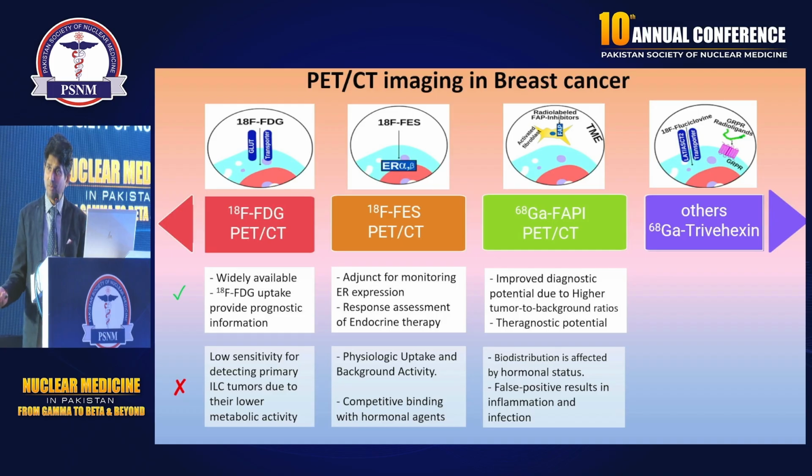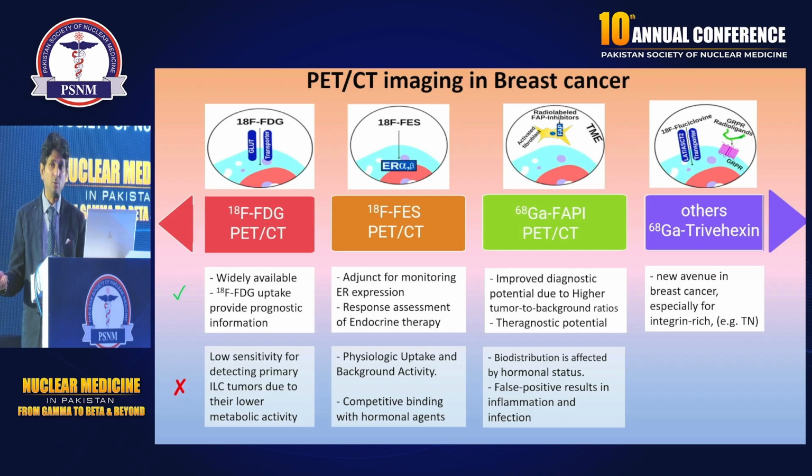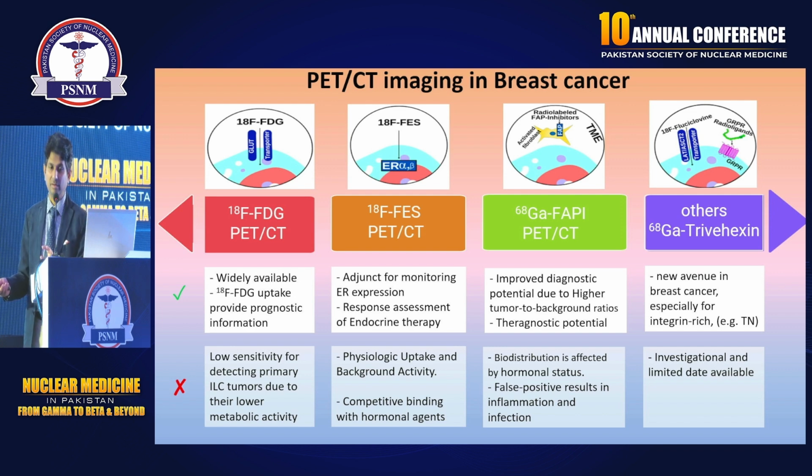Other investigational agents are very prominent. Travahexin targets the integrin receptors, is very good, and gives you prognostic significance. But still, these investigational tracers are in the investigational stage. We don't have good data to implement them in clinical practice.